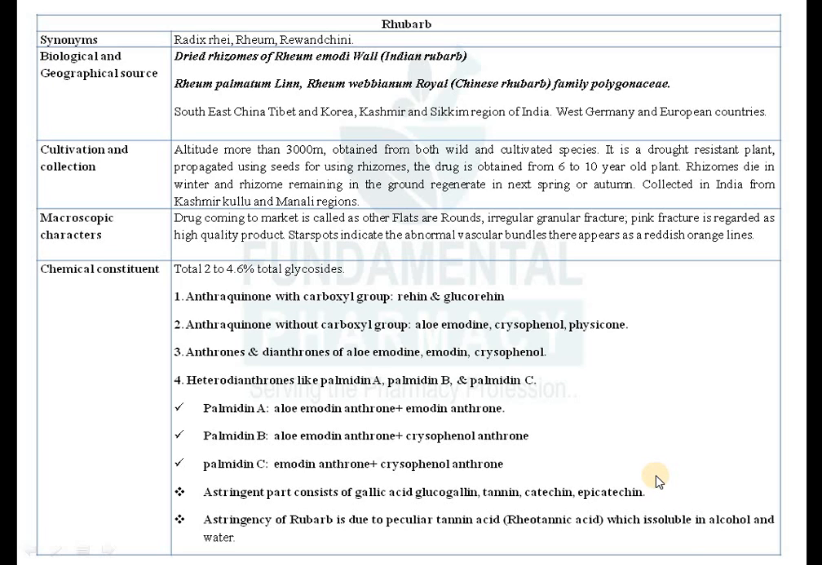Actually, it is a glycosidal plant, but it also has some tannin content, and because of that, it has an astringent activity. Astringents means what? Those will precipitate your protein. The astringency of rhubarb is due to a particular tannin, that is rheotannic acid. So rheotannic acid is responsible for the astringency of this rhubarb.